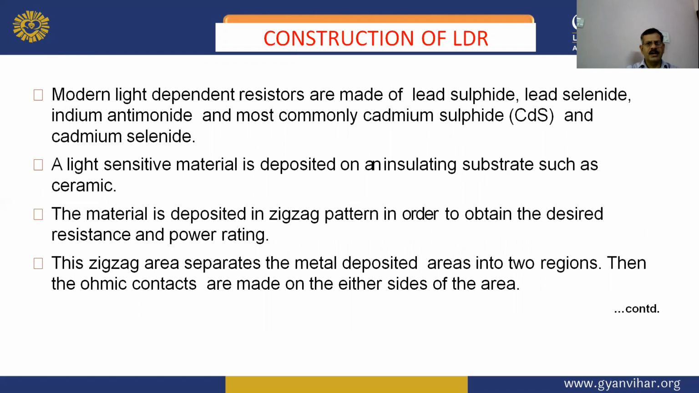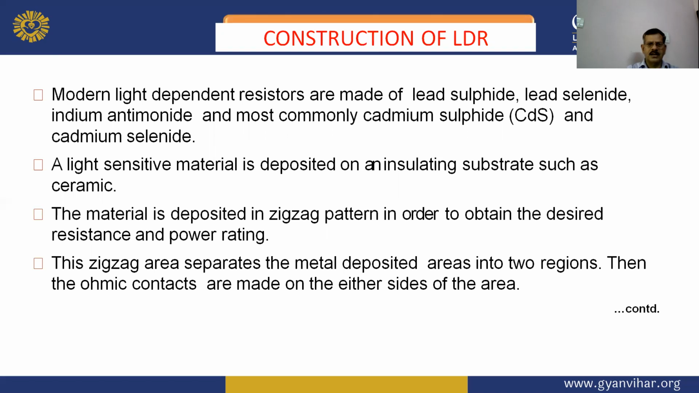Modern light dependent resistors are made of lead sulfide and lead selenide. In the construction of an LDR, indium antimonide and, most commonly, cadmium sulfide (CdS) and cadmium selenide are generally used. A light sensitive material is deposited on an insulating substrate such as ceramic. The material is deposited in a zigzag pattern in order to obtain the desired resistance and power rating in the construction of the LDR.